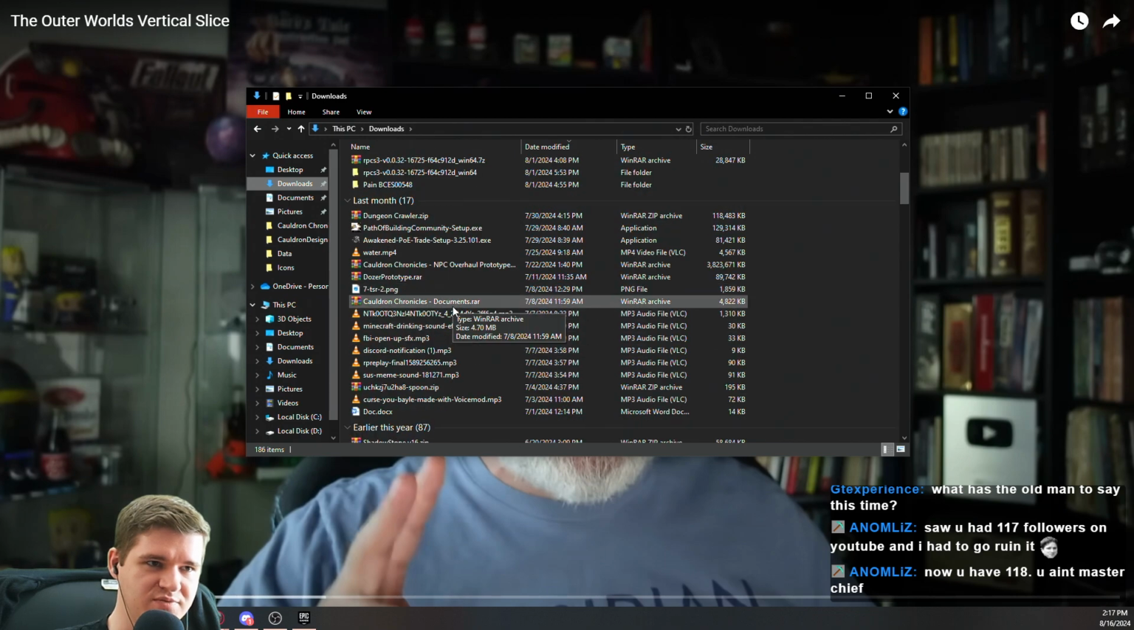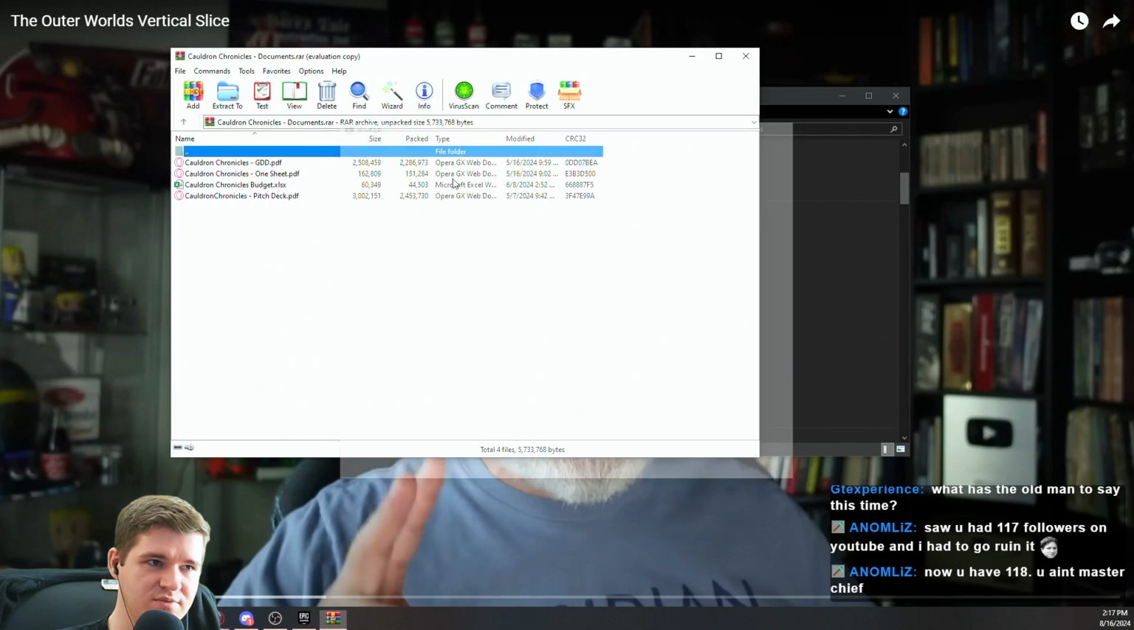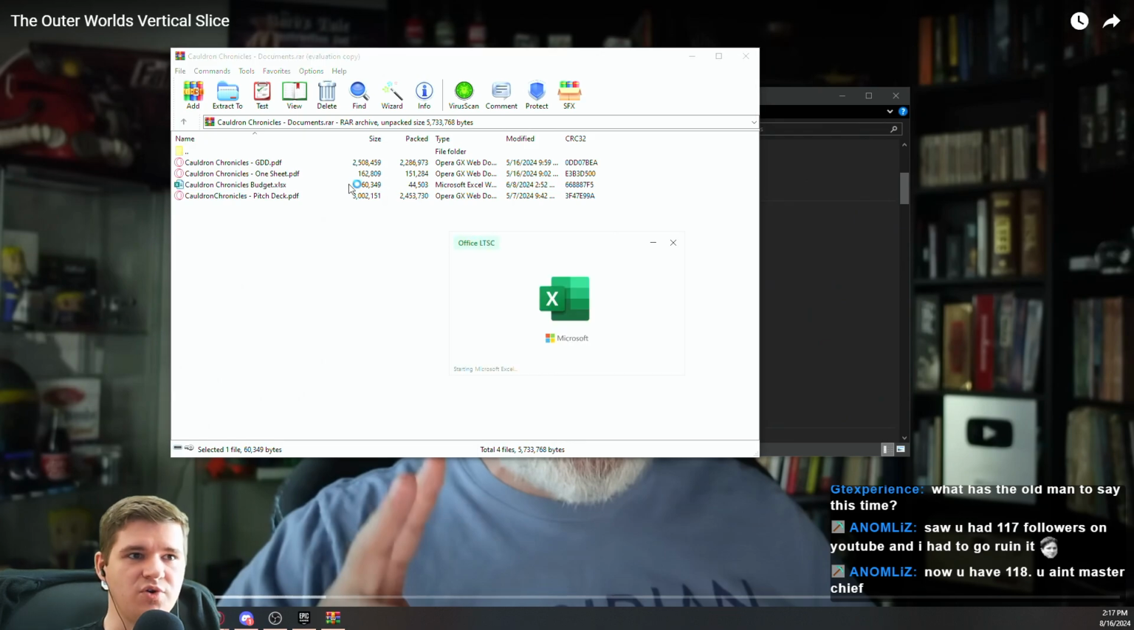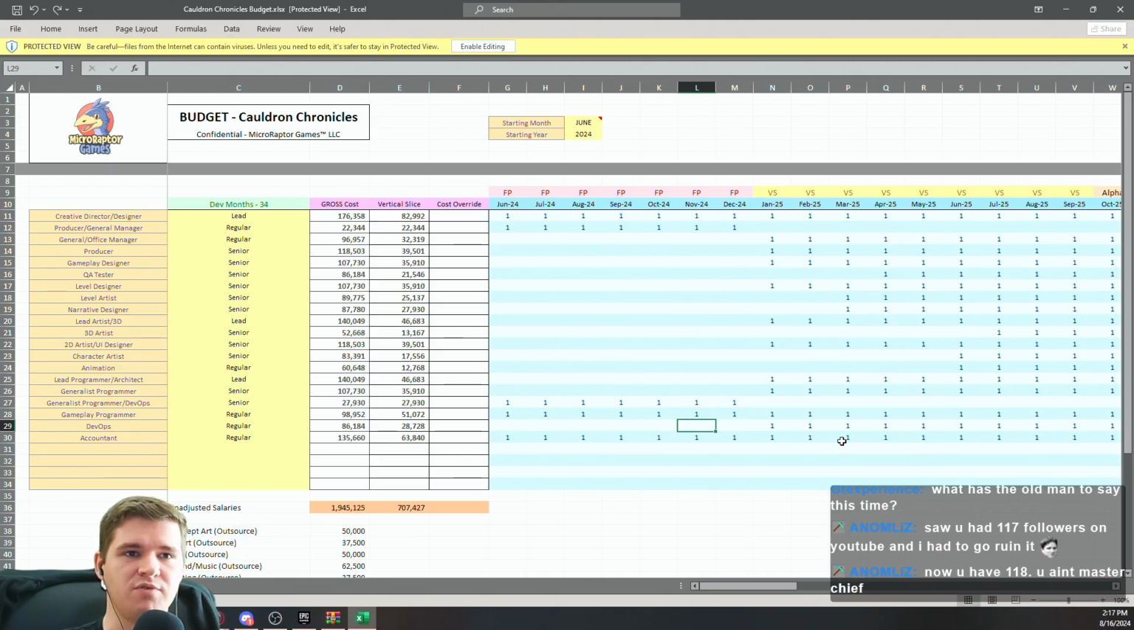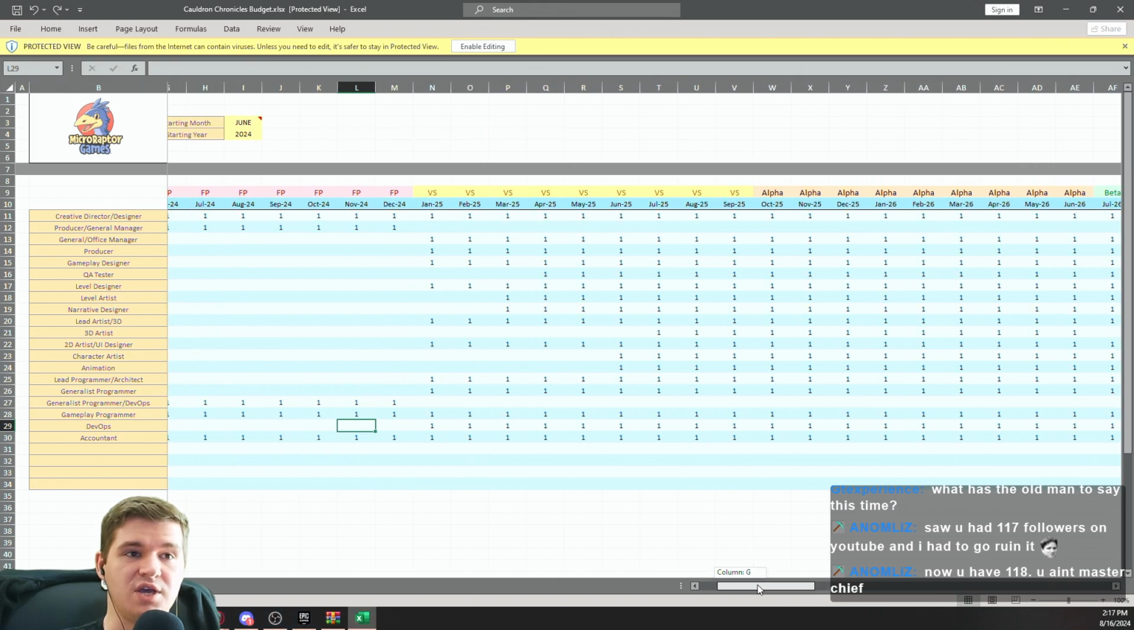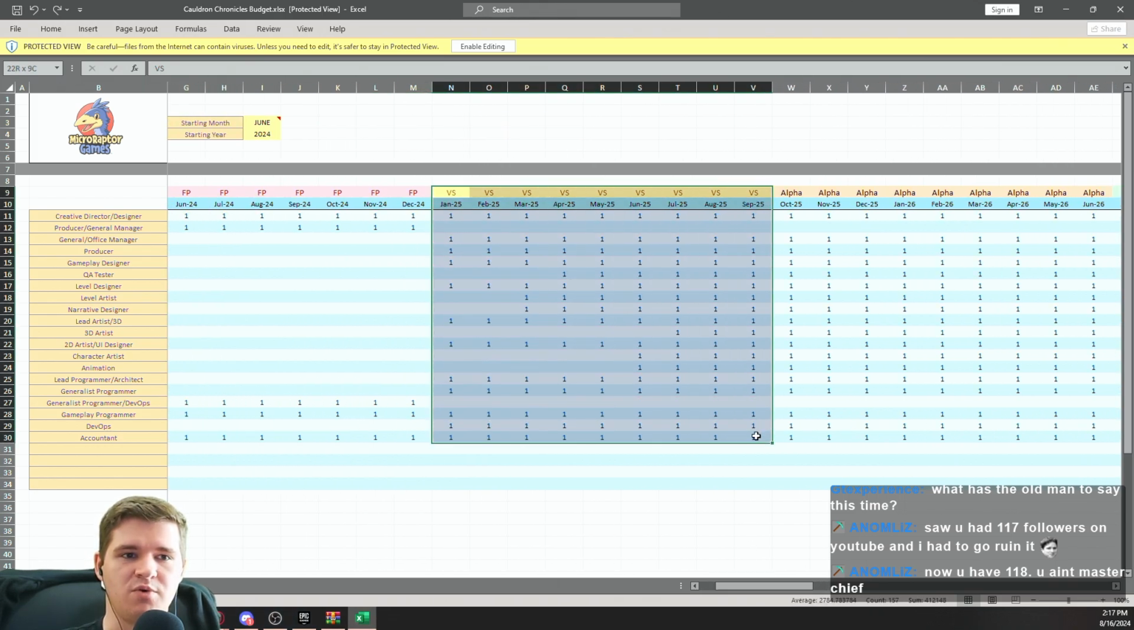Where's our documents? For Cauldron Chronicles, we have our budget here, and it shows roughly 1 year, in this case 9 months, to make a vertical slice with most people on the team.